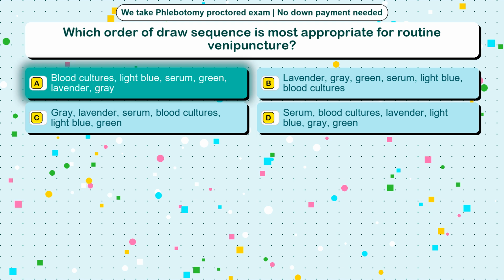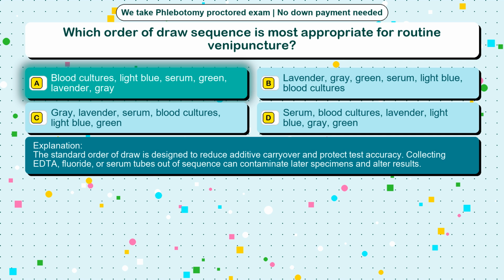The correct answer is option A, blood cultures, light blue, serum, green, lavender, gray. The standard order of draw is designed to reduce additive carryover and protect test accuracy. Collecting EDTA, fluoride, or serum tubes out of sequence can contaminate later specimens and alter results.